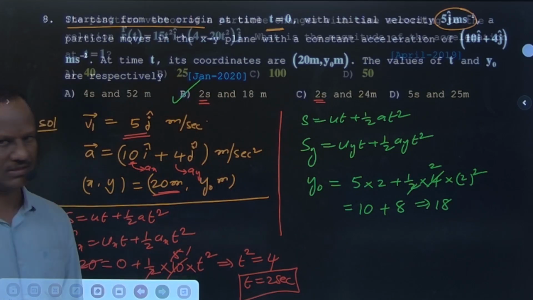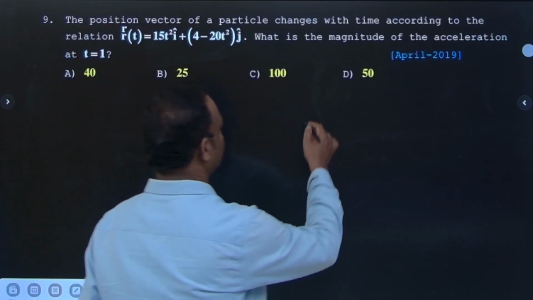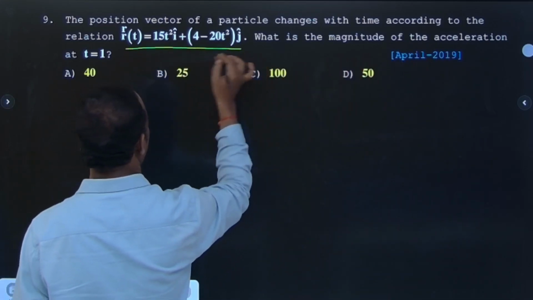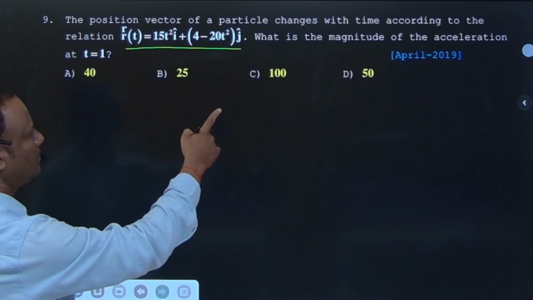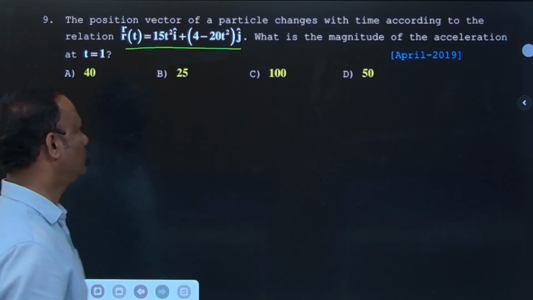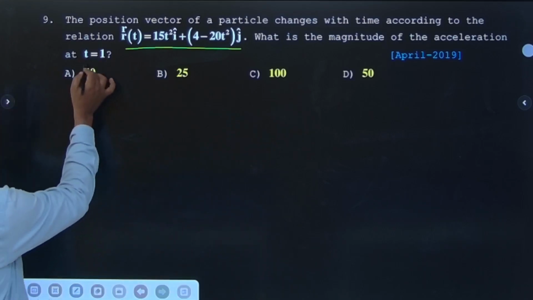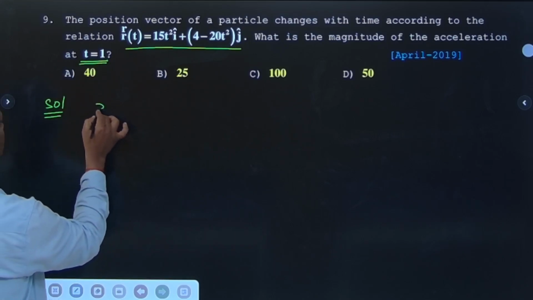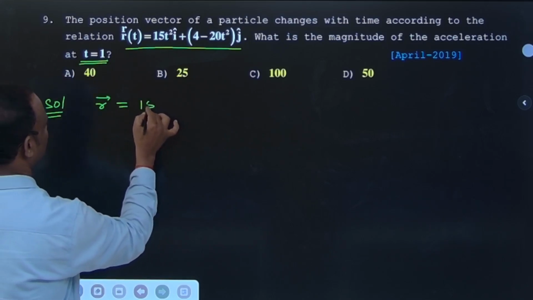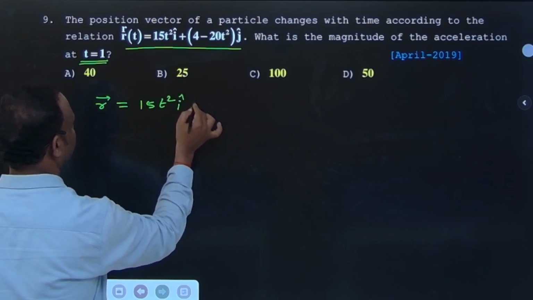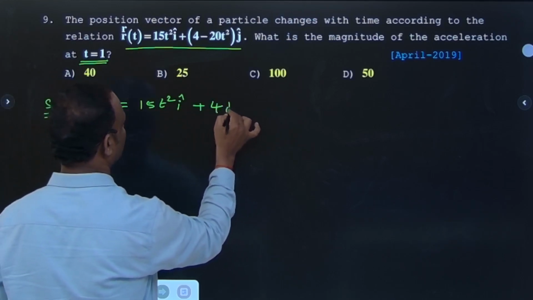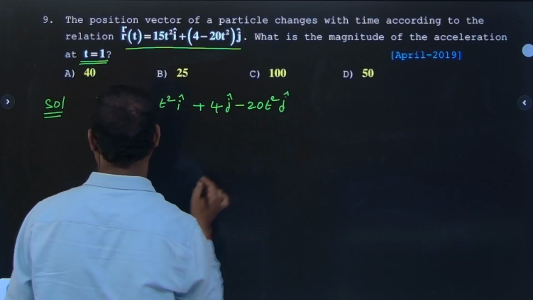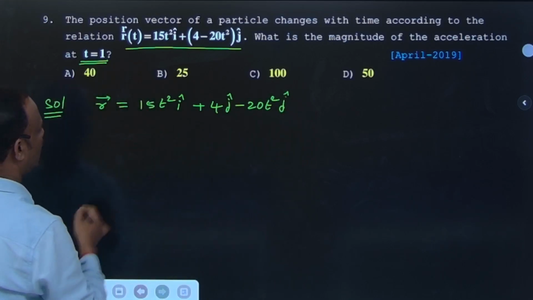Option B is correct. The position vector of a particle changes with time according to the relation. This is the relation. Okay, so now what is the magnitude of acceleration? We can get the acceleration magnitude by differentiation, at t is equal to 1 second. Now first, take the position vector as r bar is equal to 15t square i cap plus 4 j cap minus 20t square j cap. Okay, so this is r bar.